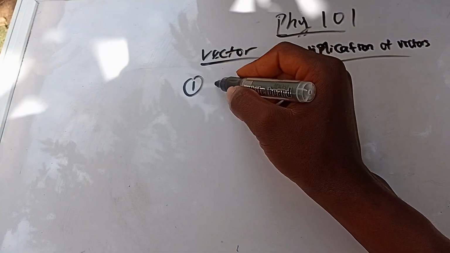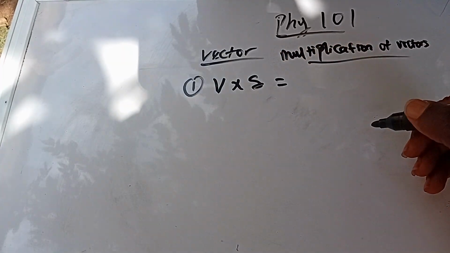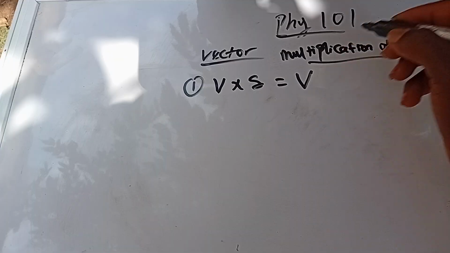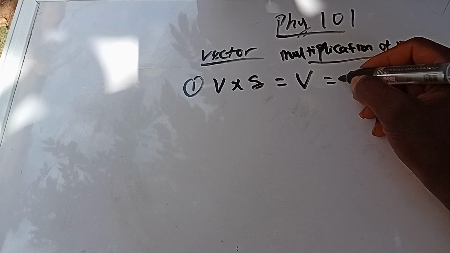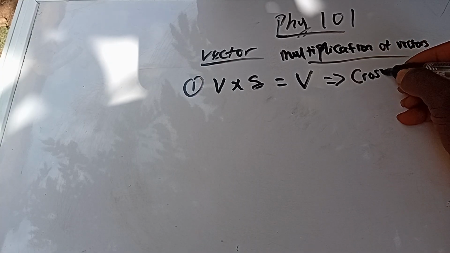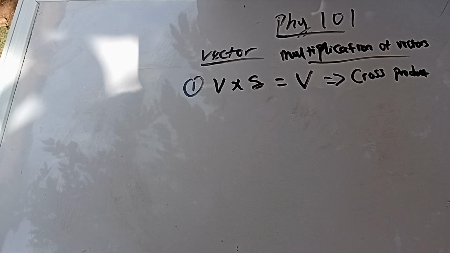The first one, you can have vector times scalar. The answer is always a vector. A vector quantity multiplied by a scalar quantity always gives a vector quantity. Take note of that. Do we get? It will always produce a vector quantity. And whenever you have a vector quantity, you are using cross product, or cross multiplication. Product is also multiplication, so cross multiplication or cross product, they are the same thing.